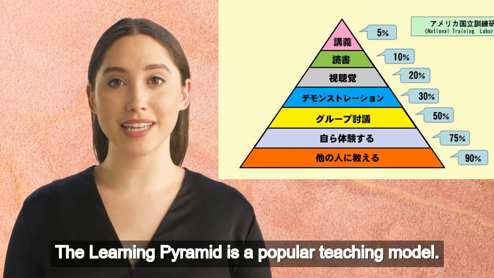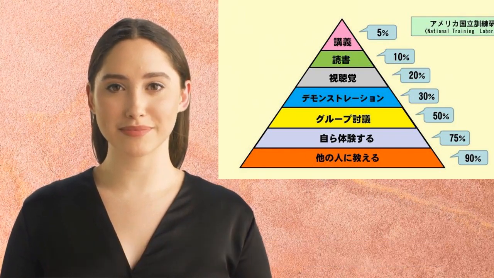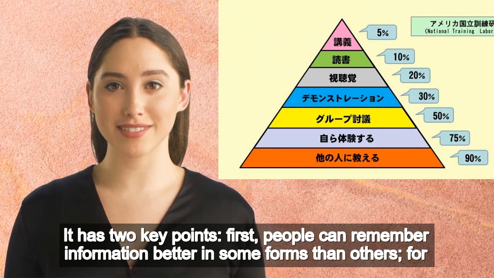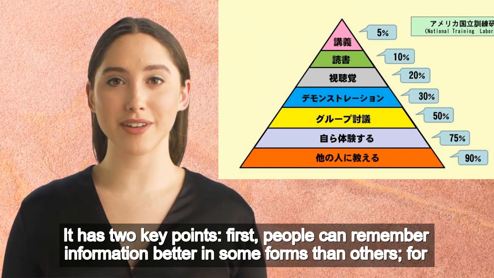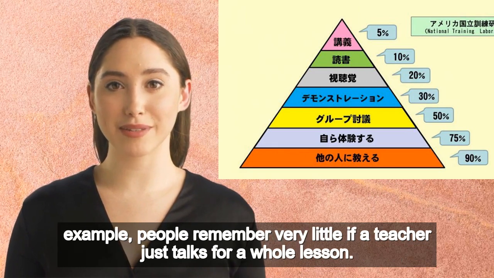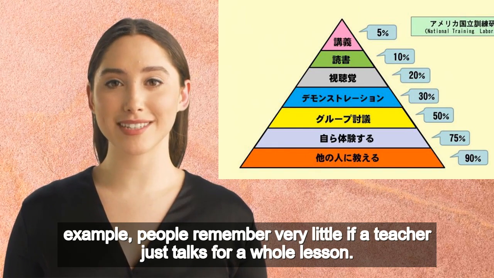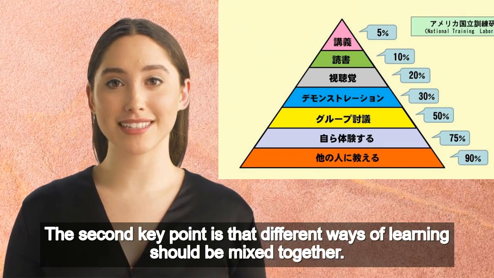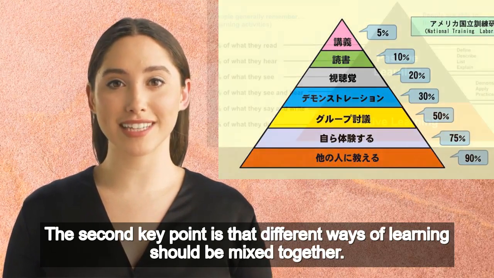The learning pyramid is a popular teaching model. It has two key points. First, people can remember information better in some forms than others. For example, people remember very little if a teacher just talks for a whole lesson. The second key point is that different ways of learning should be mixed together.